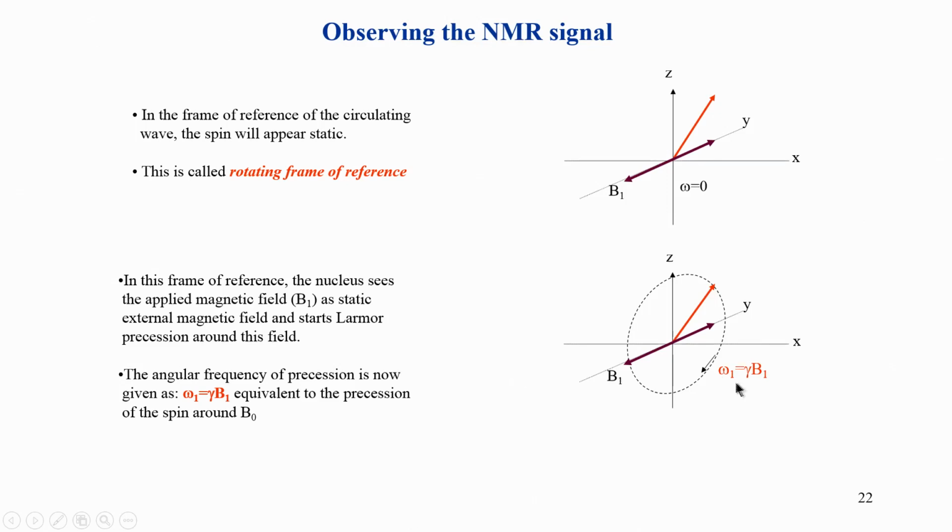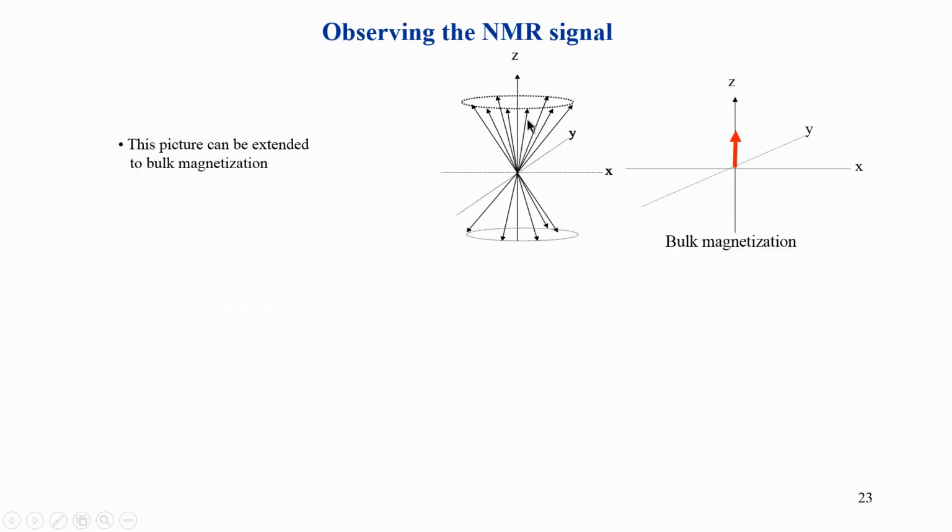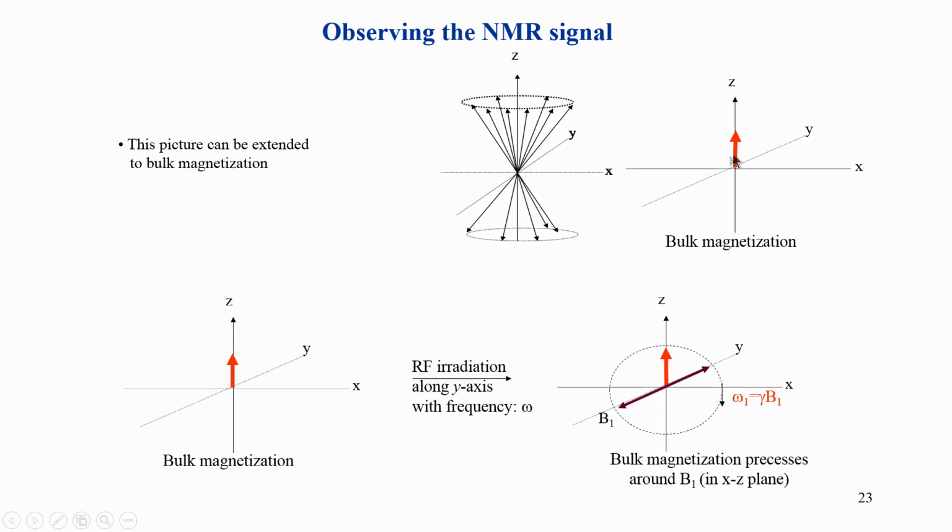This frequency is given by omega 1 equal to gamma B1. This is for a given spin, but if you remember, we never look at a single spin; we look at a collection of spins, which we represent by a net magnetization, or bulk magnetization vector. That is pointing in the positive z axis. Now let us see how this magnetization vector behaves under the application of a magnetic field.